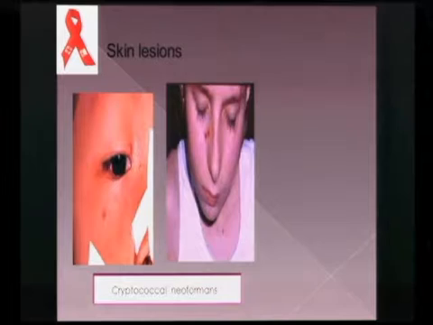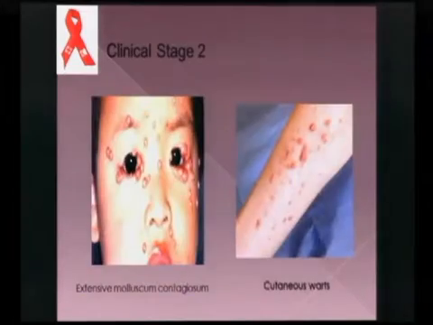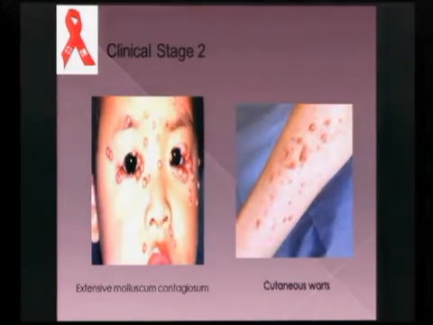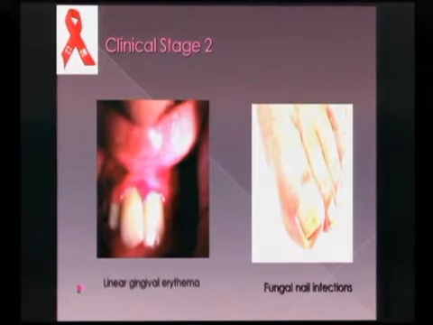They can also present with some skin lesions, like for cryptococcal neoformans. And a while ago, you saw the picture of a child who has molluscum contagiosum. This is extensive molluscum contagiosum. It looks like the face has grown something. And the cutaneous warts. This is presenting with a linear gingival erythema. So these are the areas that are erythematous. And some of them will even present with fungal nail infections.